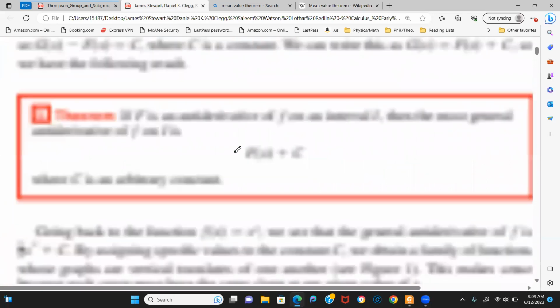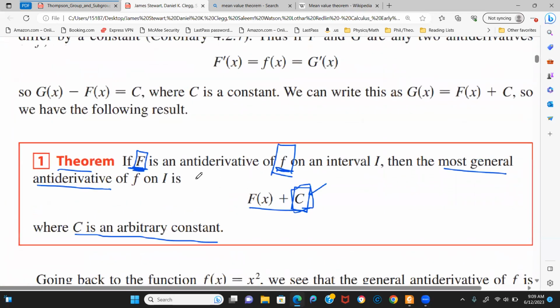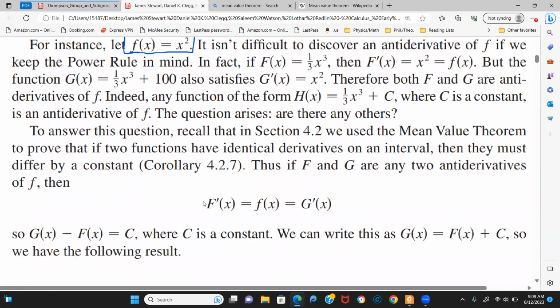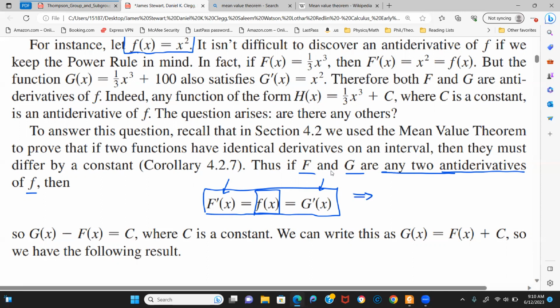So how does it help us prove this theorem? Well, this is how you start. Let's suppose we have two antiderivatives, capital F and capital G, of little f. If we're assuming that these are just any two antiderivatives, then by definition this equation holds. That's what it means to be an antiderivative. If you differentiate those two functions, you get the original function you started with. But what is this? This says in particular that capital F prime of x is equal to capital G prime of x.